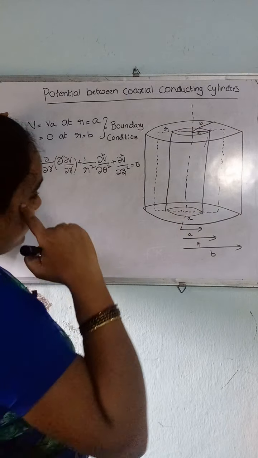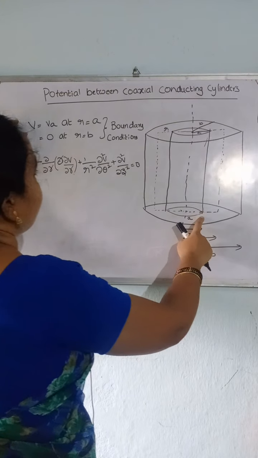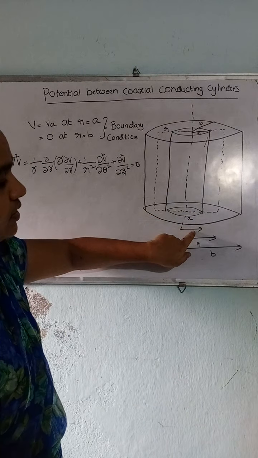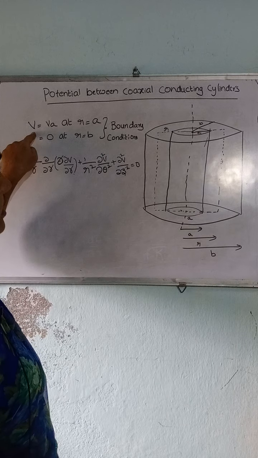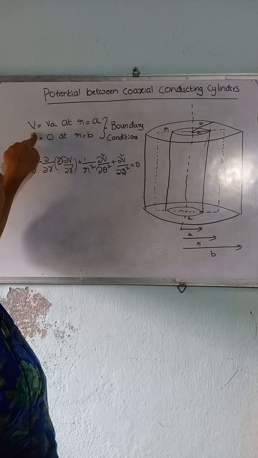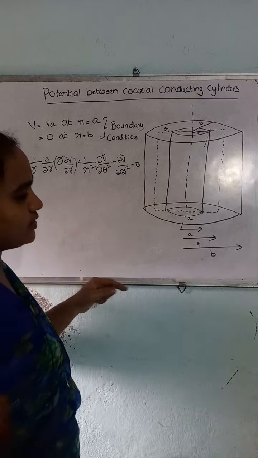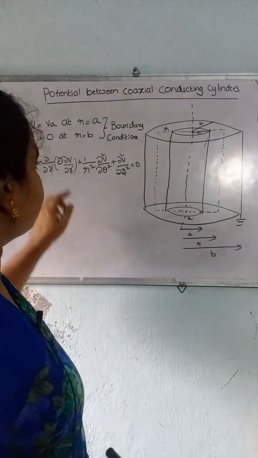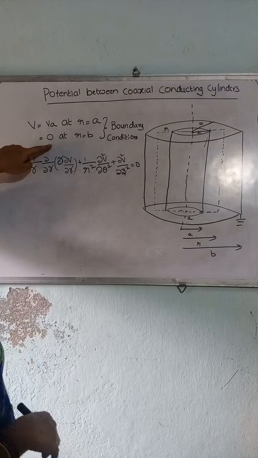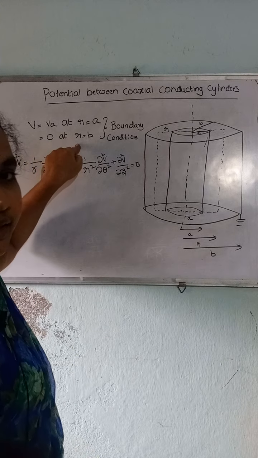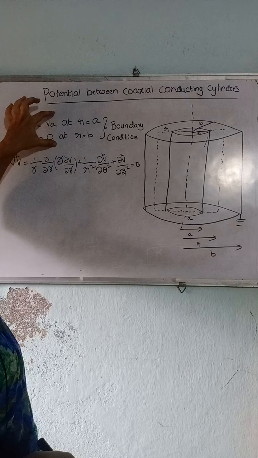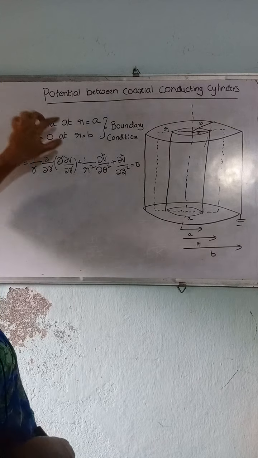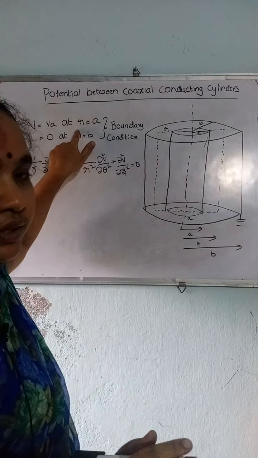Let the potential at the cylinder A be VA, that is, at R equal to A. The potential at the first conducting cylinder is VA. Let us assume that the second cylinder is grounded, that is, the potential is equal to 0 at R equal to B. So these two are the boundary conditions. That is, the potential depends only on the value of R.